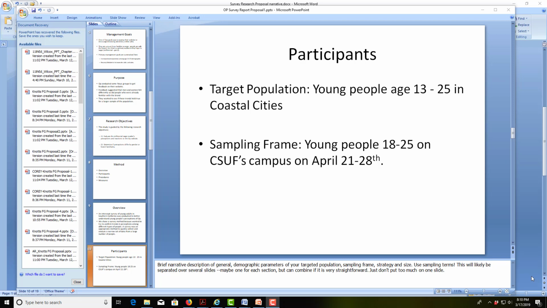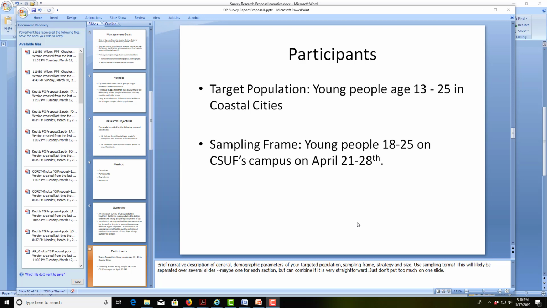In the case of OP, their population of interest was millennials in the United States, primarily those who lived along the west coast near the ocean, but still far too large a group to do a census study. Here you see their target population identified as young people aged 13 to 25 in coastal cities.